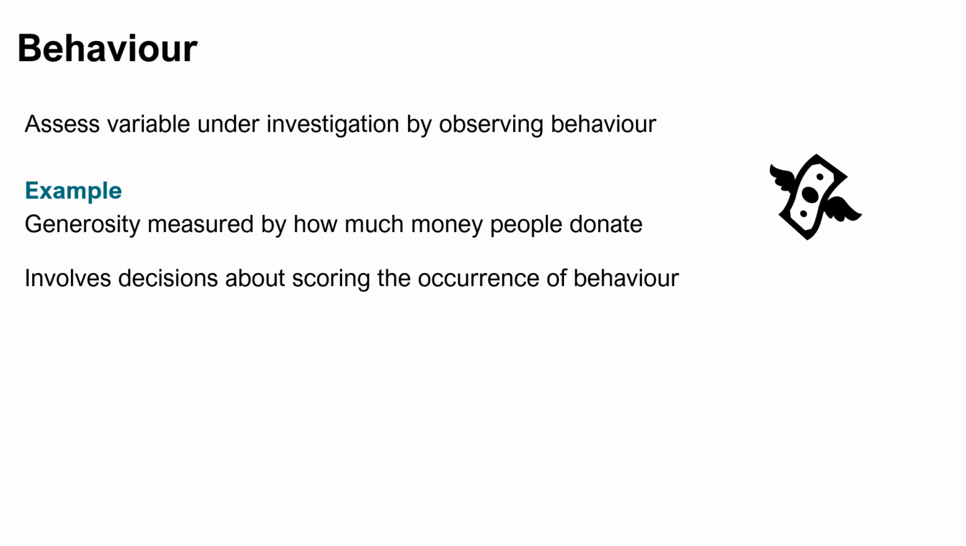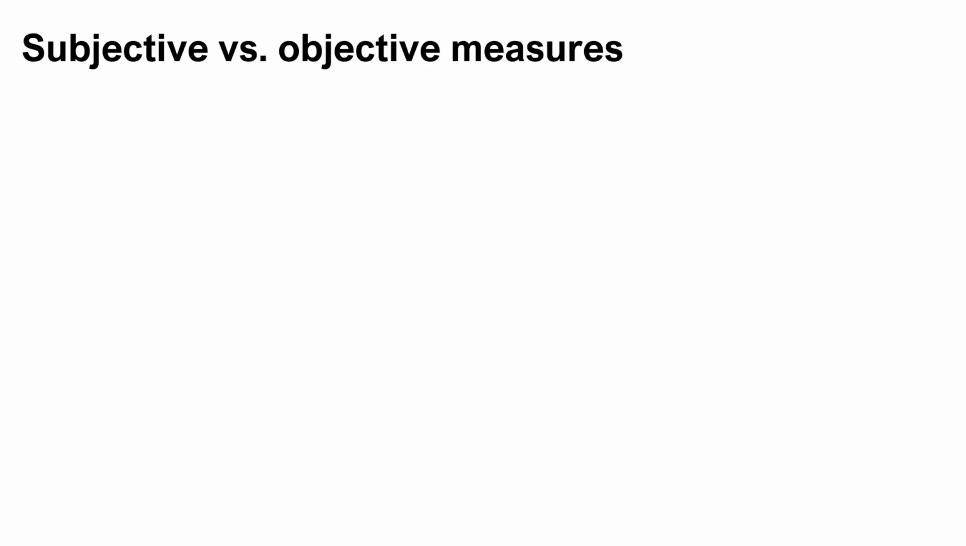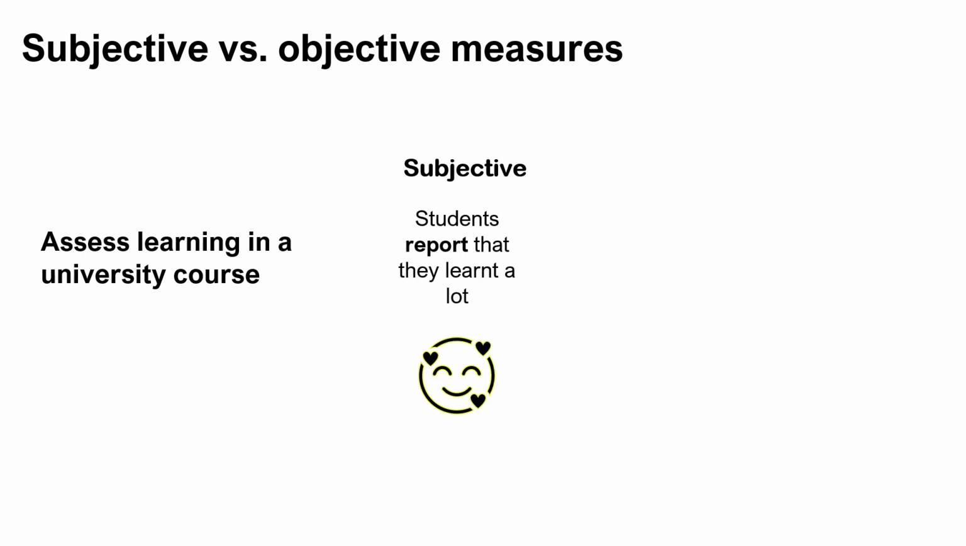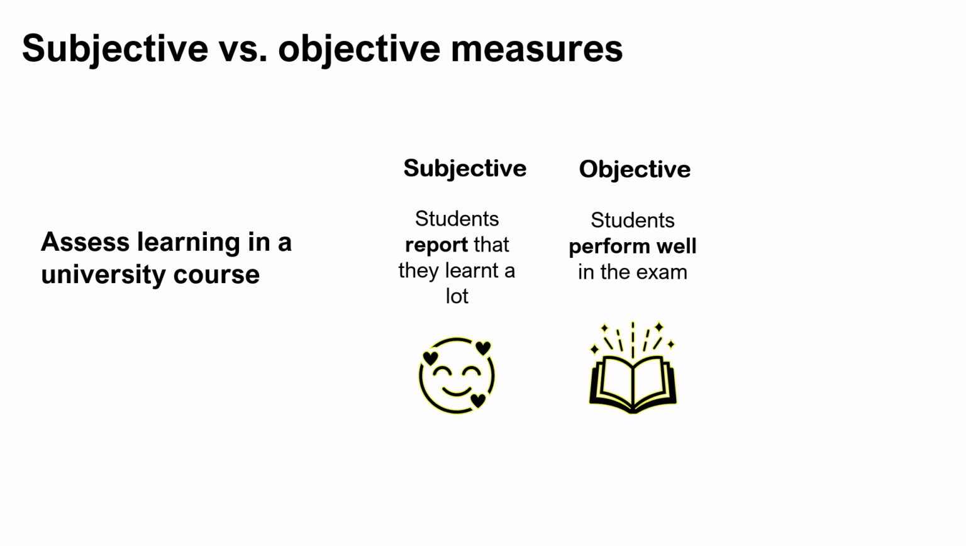And so on. Sometimes in psychology there is a tension between subjective and objective measures. So if we want to assess learning in a university course, a subjective measure might be asking students to report how much they feel like they learned. A more objective measure might be looking at how well the students perform in the exam.